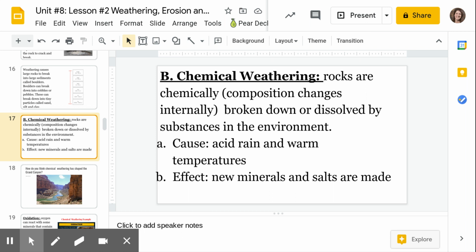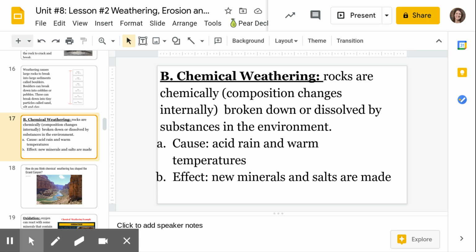Okay, so we just talked about physical weathering, which is the breakdown of rock, which changes the appearance or how rocks look. So it doesn't change what they're made up of, but just changes how they look. So it's similar to your physical appearance. You can change how you look on the outside by changing what you wear, cutting your hair, doing makeup differently. That's your physical appearance or how you look.